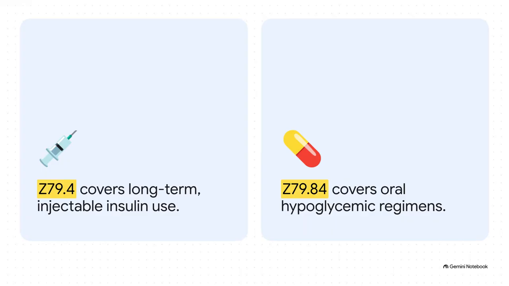Now, you also need to accurately capture the exact method of glycemic control. While Z79.4 covers injectable insulin, you've got to remember to use Z79.84 when your type 2 patient is relying on oral hypoglycemics. They are two totally different codes for two totally different management methods.